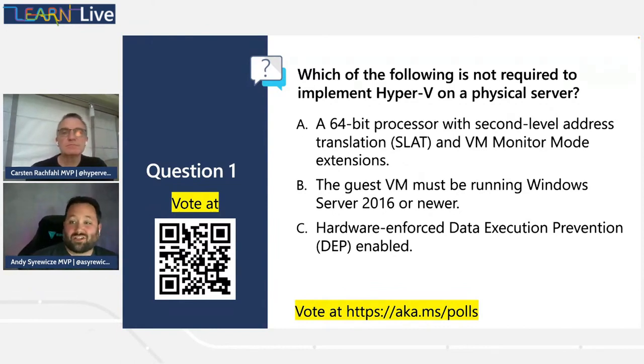The first question here is, which of the following is not required to implement Hyper-V on a physical server? Keyword here: not required. So the other two are required, right? You can only choose one of those. Two are required, one is not, and we want to know which is not required.